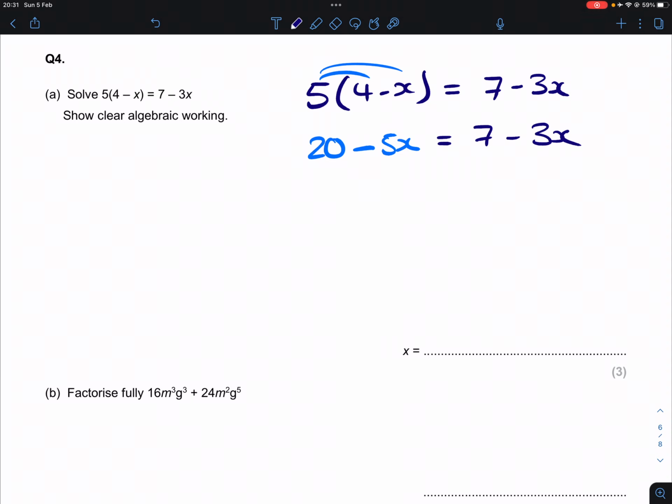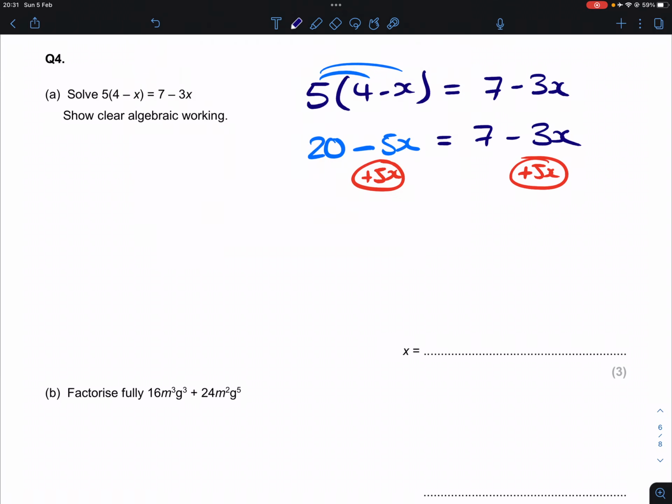Now, there is more than one way of doing this, but the best way would be to get them on the side that has more x's. Minus 3 is a bigger number than minus 5, which means I do not want x's on the left-hand side. So to get rid of the letters from the left-hand side, I'm going to add 5x to both sides.